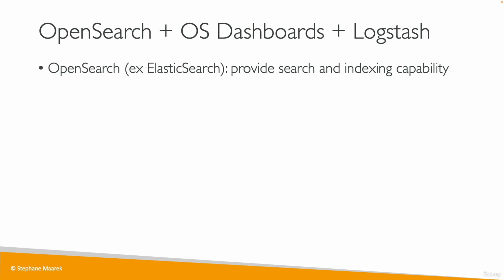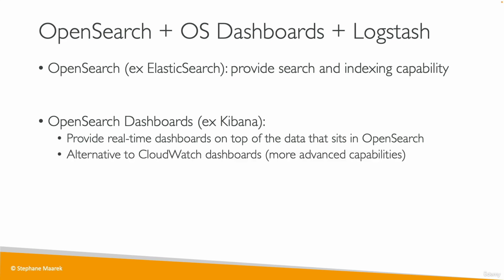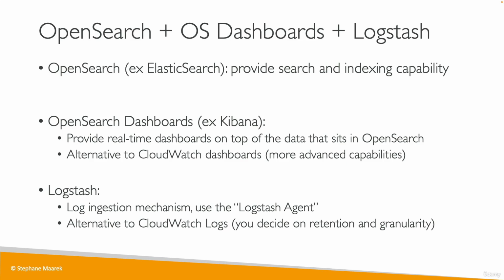So OpenSearch provides you search and indexing capability. OpenSearch Dashboards, which used to be named Kibana, provide you real-time dashboards on top of the data that sits in OpenSearch, and it's going to be an alternative to using CloudWatch dashboards, which gives you more advanced capabilities for dashboarding. And Logstash is a log ingestion mechanism. For this, you need to use the Logstash agent, and it's going to be an alternative to using CloudWatch Logs, where you decide on retention and granularity.